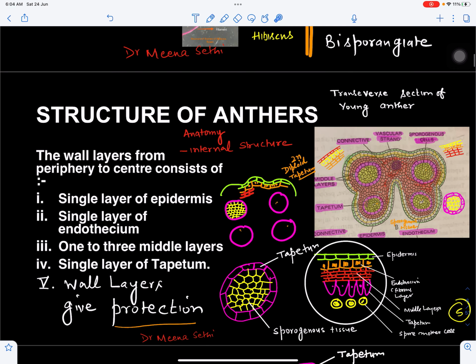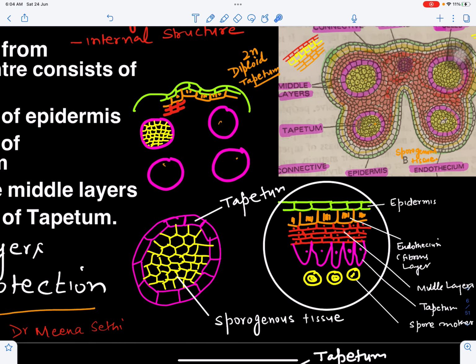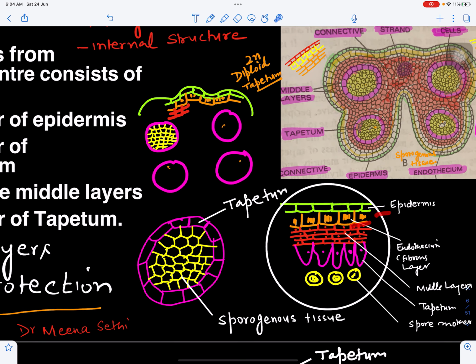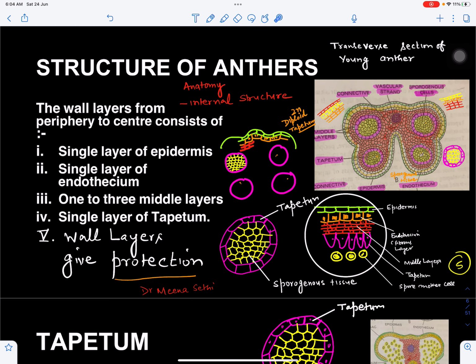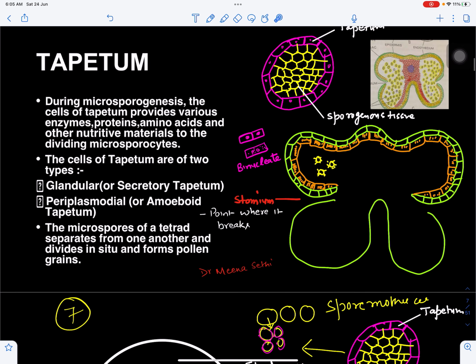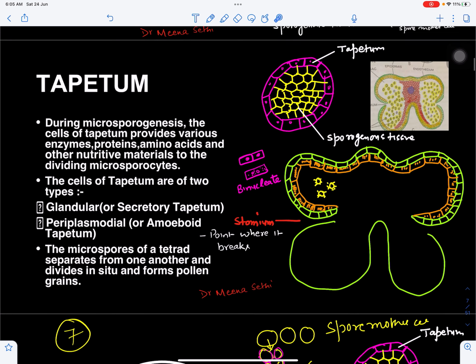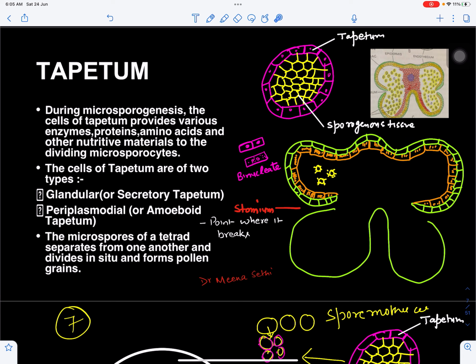So we have discussed its structure in detail. We have discussed that this is the epidermis, then endothecium, then middle layer, and this is the tapetum, and this will lead to the sporogenous tissue for the formation of the spore mother cell. So tapetum is bounding the sporogenous tissue, four groups are there like we discussed. So this is all about the structure of the young anther when sporogenous tissue is intact. The function of tapetum is to provide nourishment for the developing pollen grains.